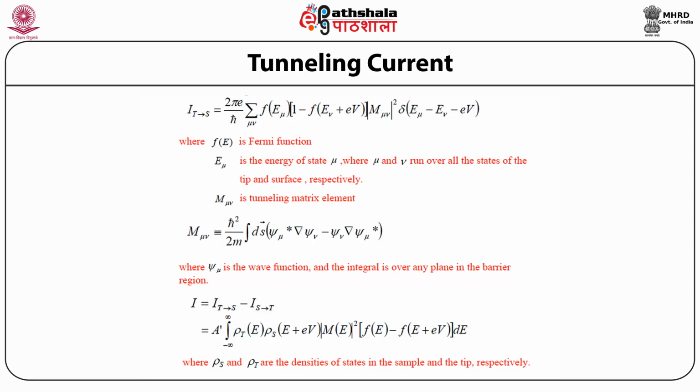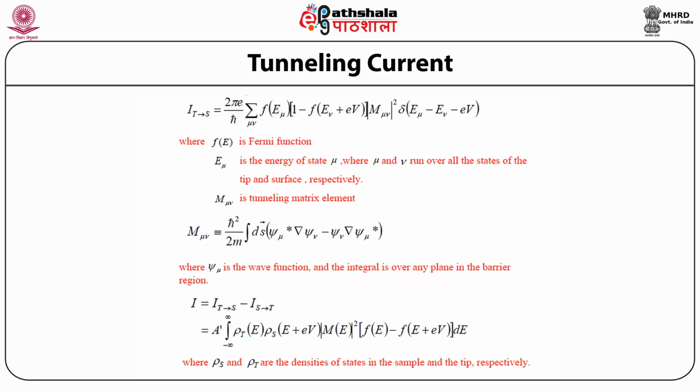The expression for the tunneling current can be written as IT equal to 2 pi e by h cut multiplied by the summation over mu nu of f(E mu) multiplied by 1 minus f(E nu plus eV) multiplied by modulus M mu nu whole squared multiplied by delta of (E mu minus E nu minus eV), where f(E) is the Fermi function, E mu is the energy of state mu, where mu and nu run over all the states of the tip and the surface respectively.